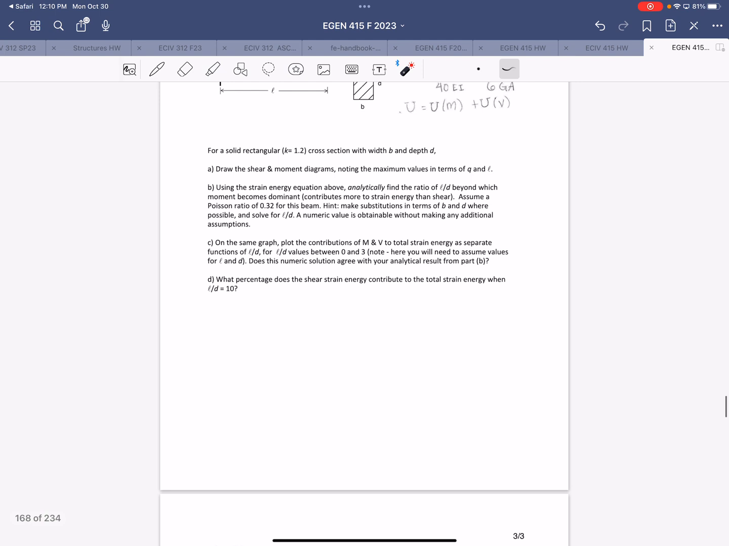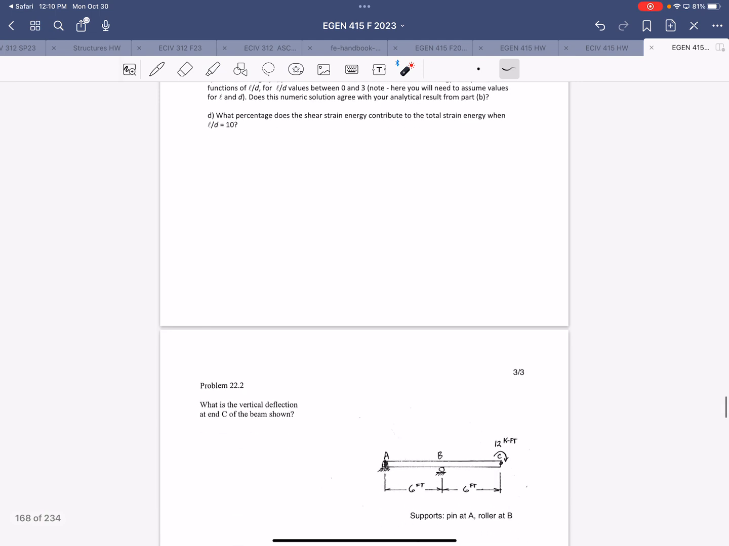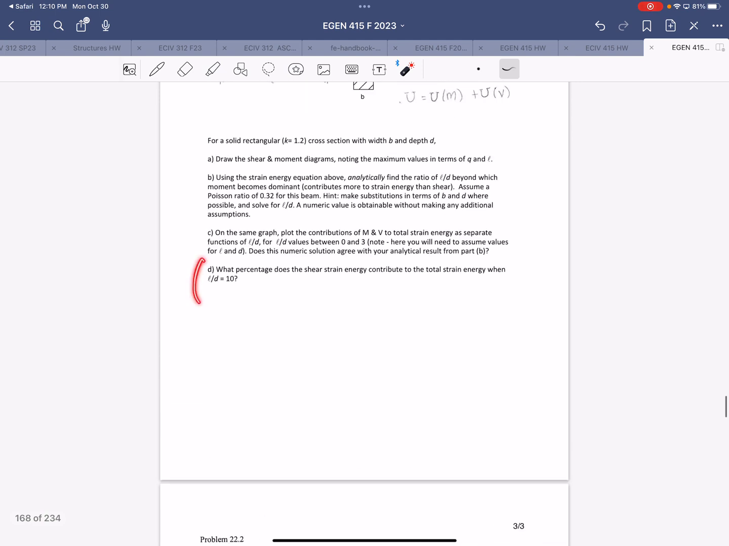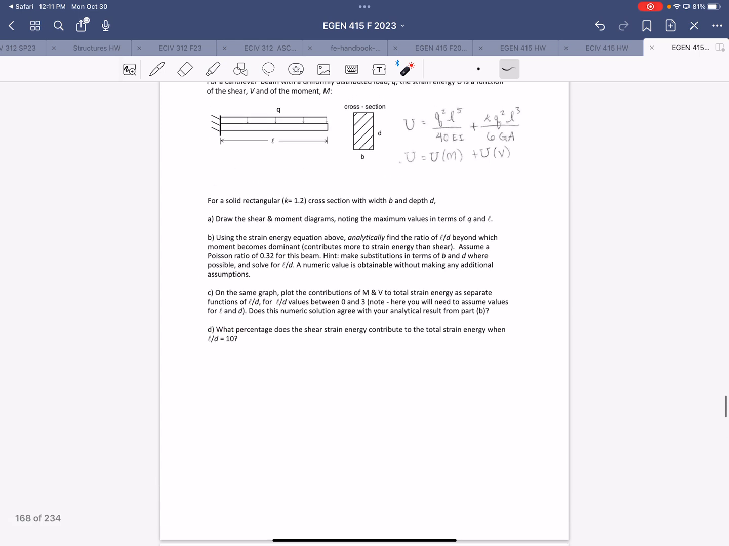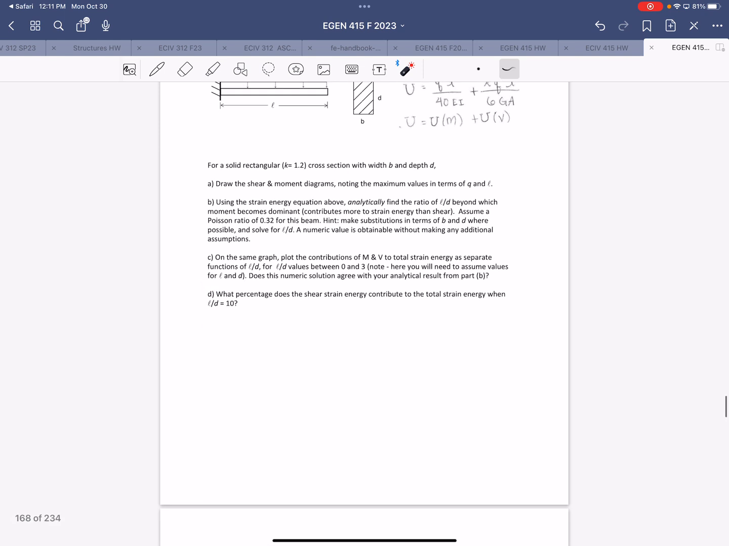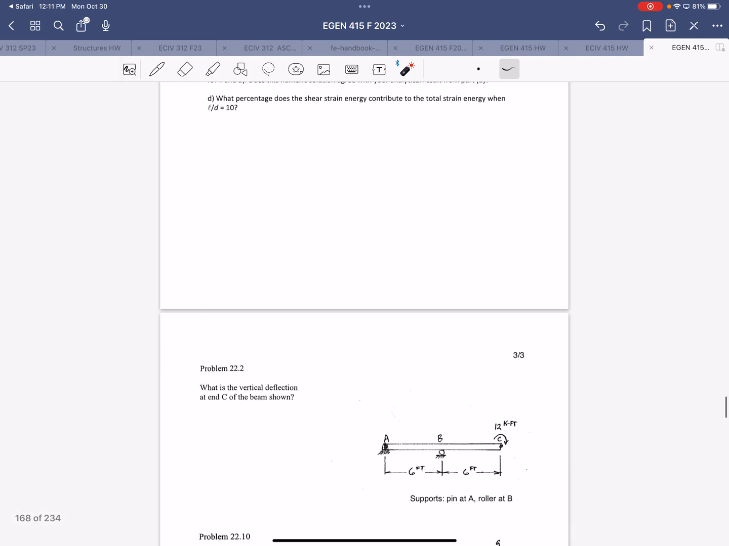All right, and then for part D, what percentage of shear strain energy contributes to the total for a length to depth ratio of 10? A couple ways you could report that. You could just plug L over D into the relationship from some point along the path to this solution and report it, or you could figure it out based on your numeric solution. So that one's pretty simple.